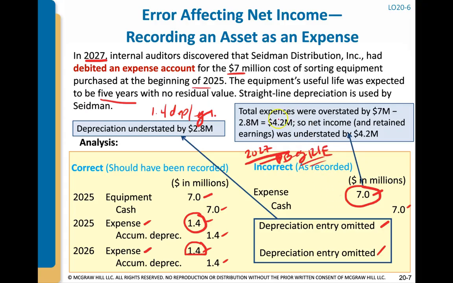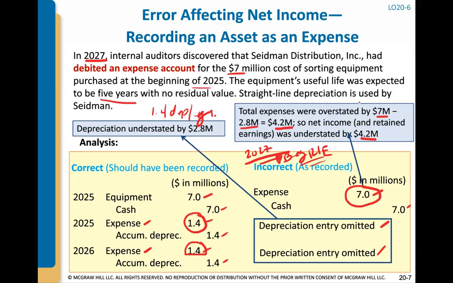So what does that mean? The total expenses were overstated by $7 million, less the $2.8 million for the depreciation for the 2 years, which gives us a net overstatement of expenses of 4.2 million, which means that net income was understated by 4.2.